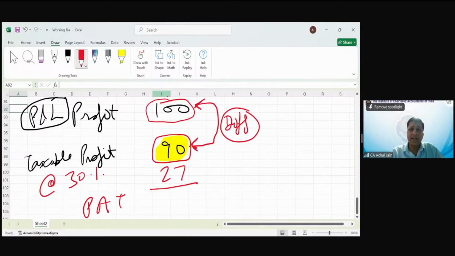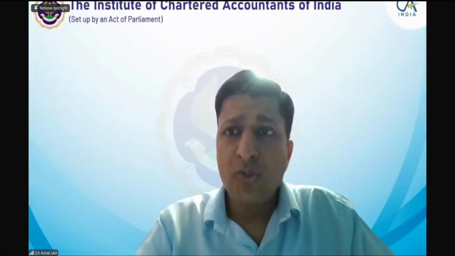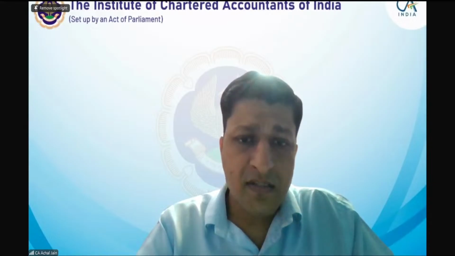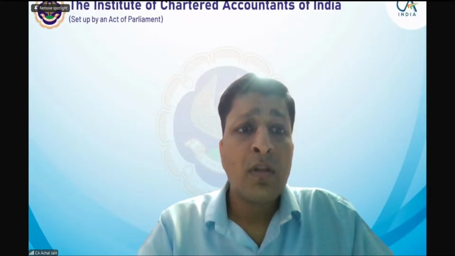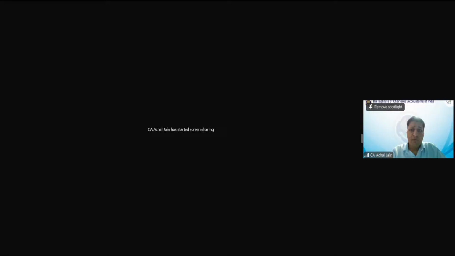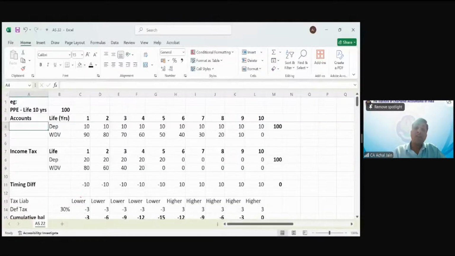So let's try to understand this with the help of an example. We have this concept of deferred tax. Through this example, we will try to understand why this deferred tax is required to be computed, what is the meaning of deferred tax, how it is computed, and what is the rationale behind it. So this part is very, very important, and I'll need your attention. If you have any questions or doubts, please make sure you ask me.